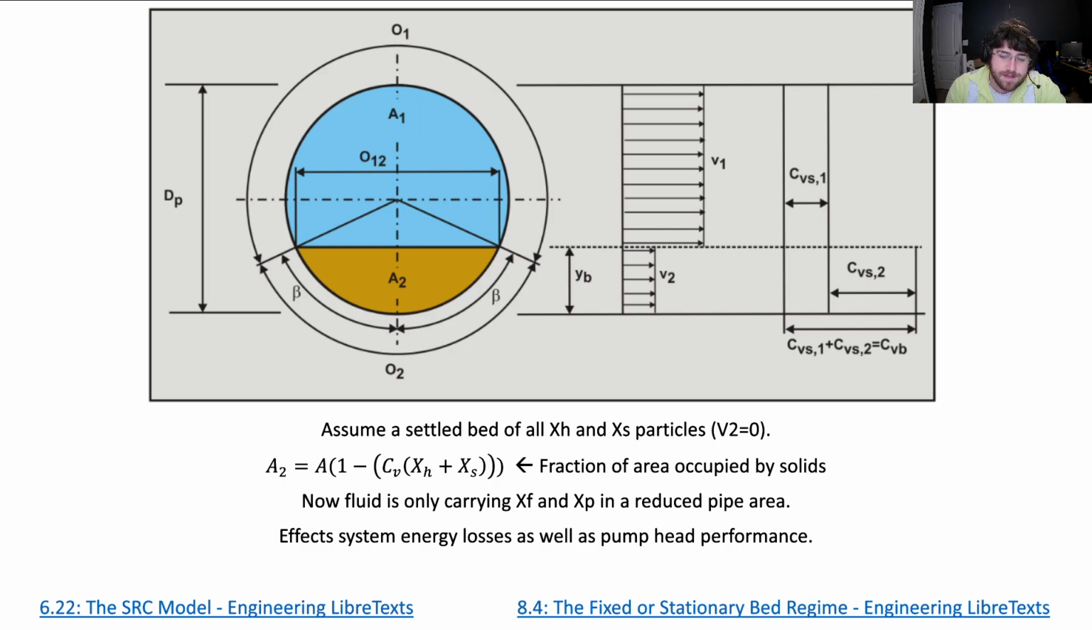Ultimately, that's going to cause a change in your system energy losses as well as your pump head performance. So you're going to calculate an entirely different pump curve, an entirely different system curve compared to what the four component model would yield.